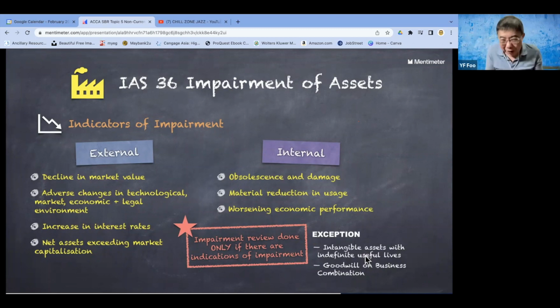So let me repeat this. Normally an impairment test review is not done if none of these external indicators are there. You will only do an impairment review when there are signs. The only exception is when you are dealing with intangible assets with indefinite useful life, for example, goodwill that arises because you've acquired another company. So please remember that very important requirement of the standard.